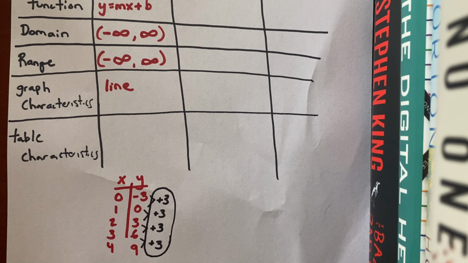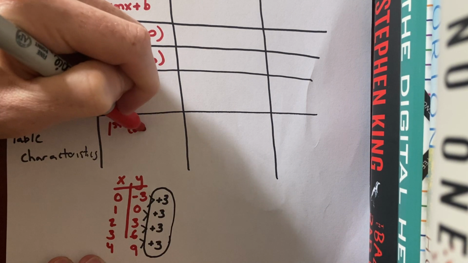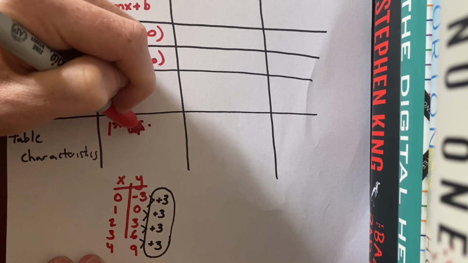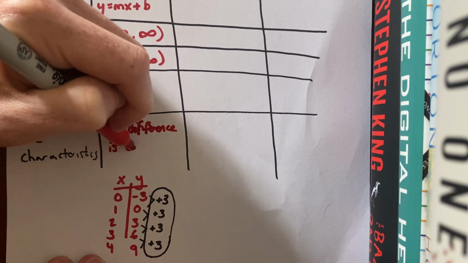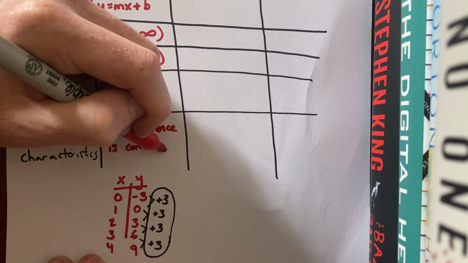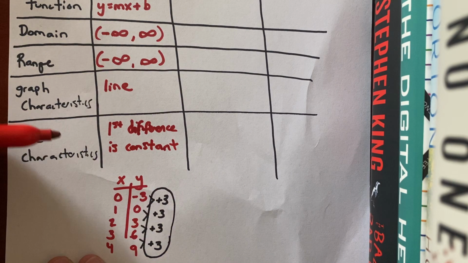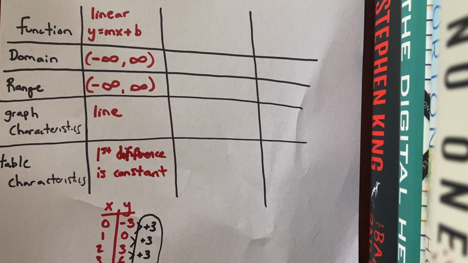So under our table characteristics, we know that the first difference is constant. That just means that when I'm finding the distance between my y values, they're all the same. First difference is constant. Sorry, a little sloppy there. Not used to writing without my erasable pens. Okay, so that is all the characteristics about a linear function.